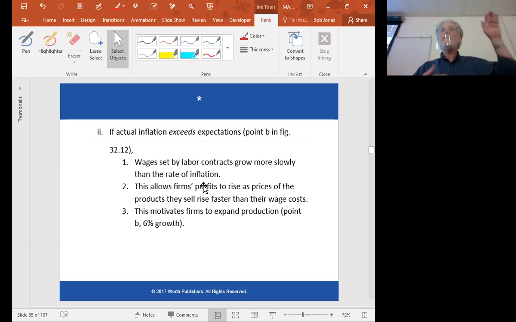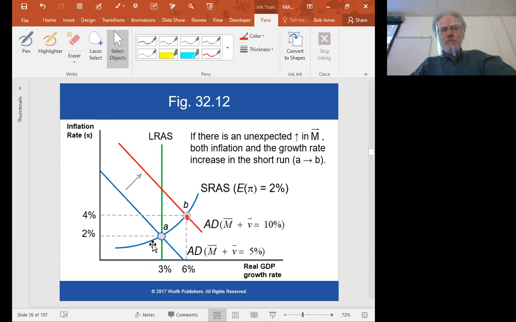Your revenue has gone up by 4, your costs have gone up by 2. This is a good thing from the firm's perspective. If your revenues are growing faster than your costs, then your profit margins are going up. And if it's becoming more profitable to produce the product, you have a greater incentive to produce the product. That is what is happening when we move from A to B.